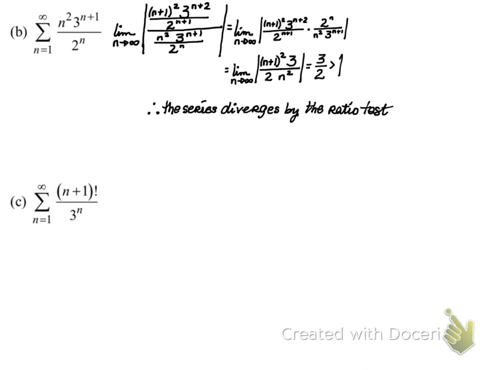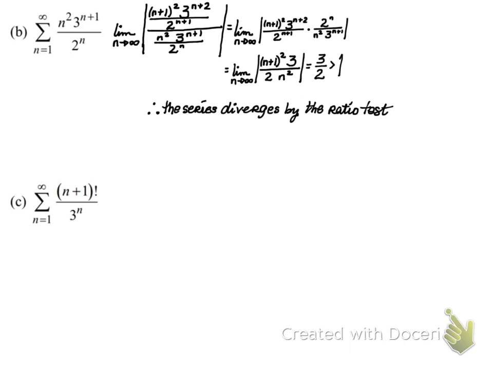On this second one, we look at the limit as n approaches infinity of the absolute value of the next term divided by the current term. And we see that that limit is 3/2, which is bigger than 1. Therefore, the series diverges by the ratio test.